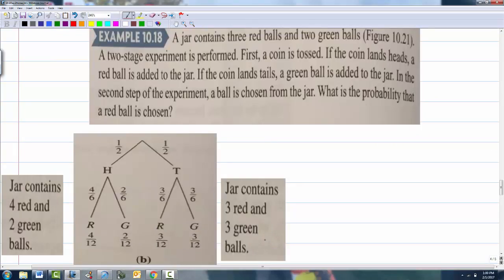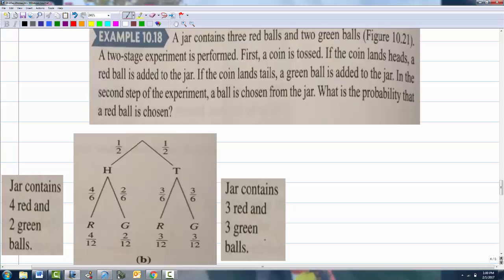Very similar scenario pulled out of the book. Two things that are completely different and actually change the scenario. A jar contains 3 red and 2 green balls, so 5 balls total. First, a coin is tossed. If the coin lands heads, a red ball is added to the jar. If the coin lands tails, a green ball is added to the jar. In the second step of the experiment, a ball is chosen from the jar. What is the probability that a red ball is chosen?